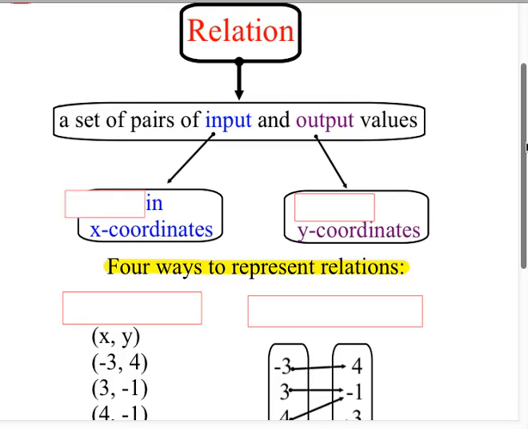So inputs are going to be the domain or the X values, okay? So domain is connected with X, while outputs are your Y values. And the collection of Y values we are going to call the range of the relation. So we're going to come back to those a little bit more on the next slide.